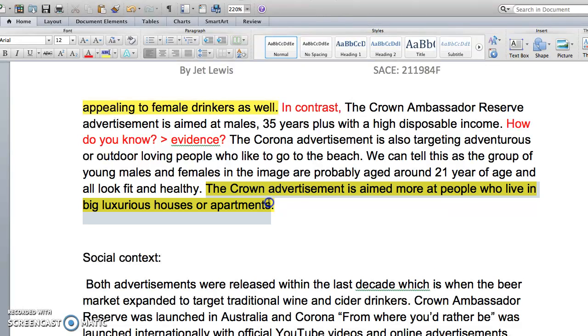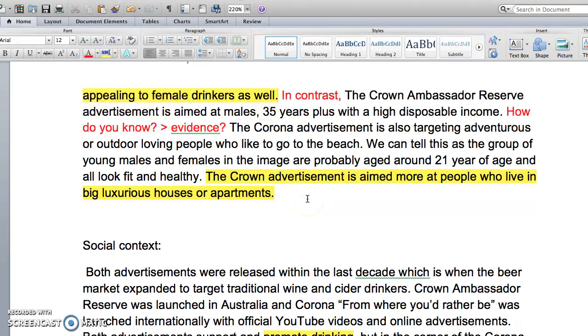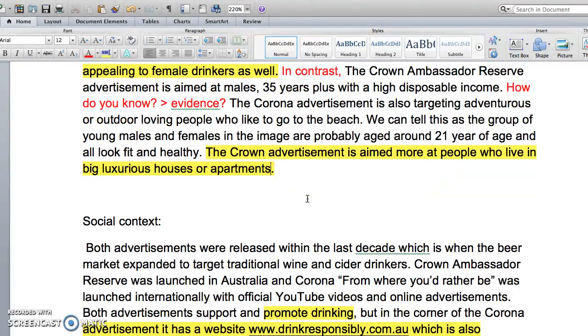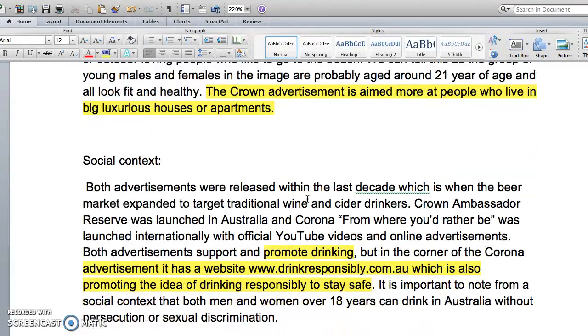I think this is just, you can't say that the target audience is people who live in big luxurious houses or apartments, because it's sort of eliminating 99.9% of the entire population. Later, you'll be talking about how you'll be analysing how it is creating this aspirational link with people who do live in such houses, but that's not the target audience. That's a mood that is created later. So you're going to need to have a look back at that and reword what you're saying, Jet.